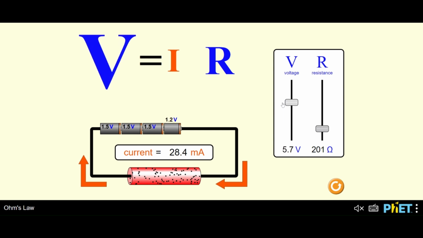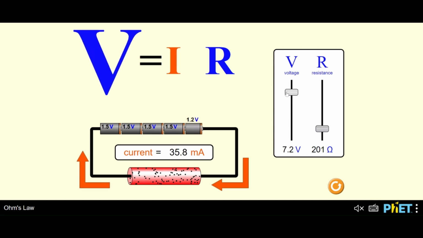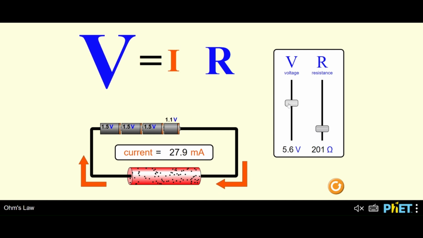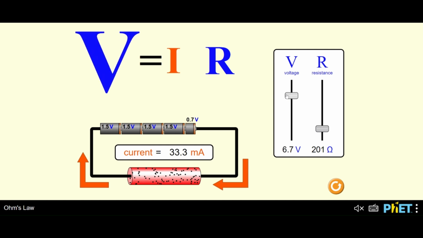So here they are considering that every battery is 1.5 volts. Greater than that, another battery is going to get connected in series. So as we increase the voltage or as we decrease the voltage, the current flow through the conductor also increases or decreases respectively. So we can see that the voltage and the current are directly proportional to each other.